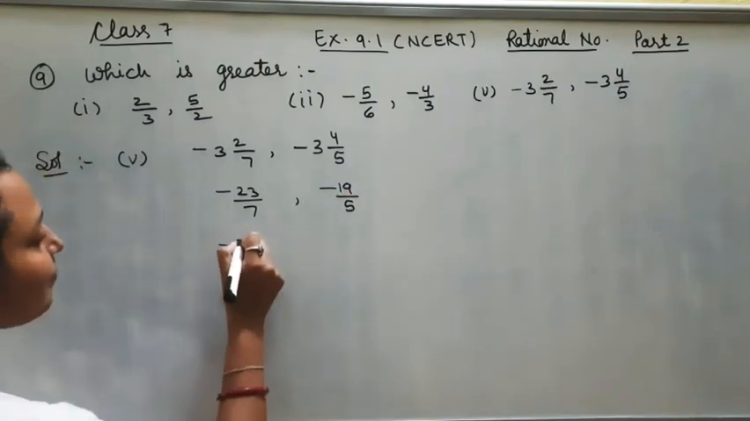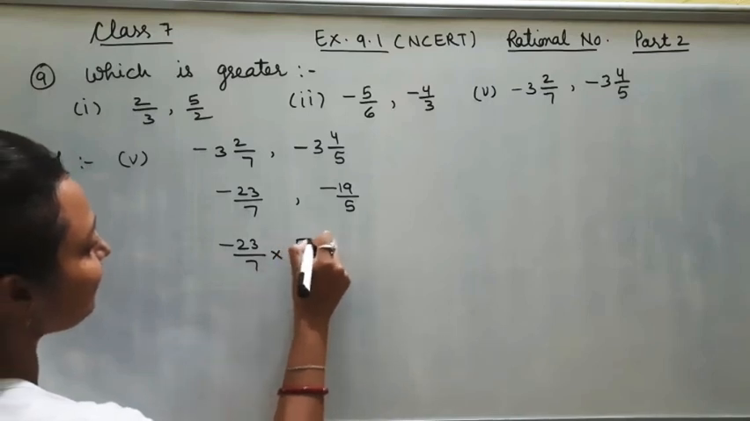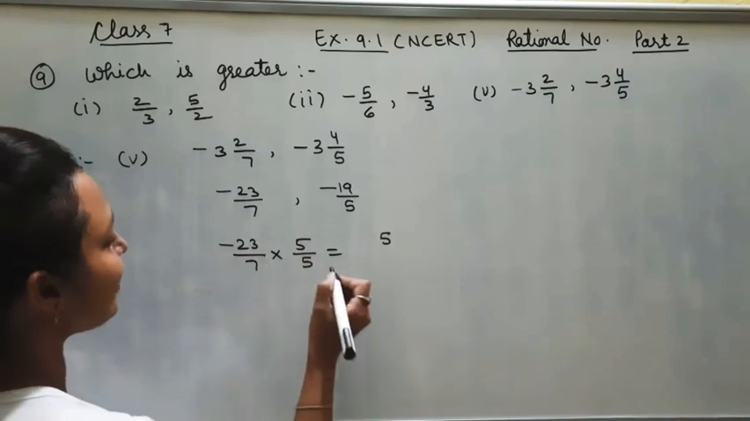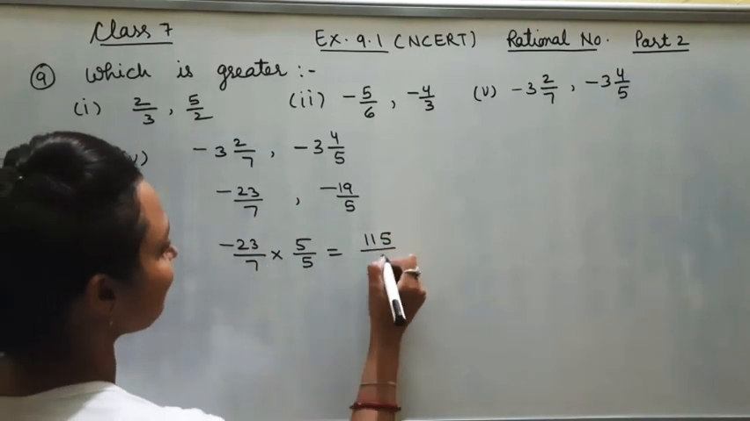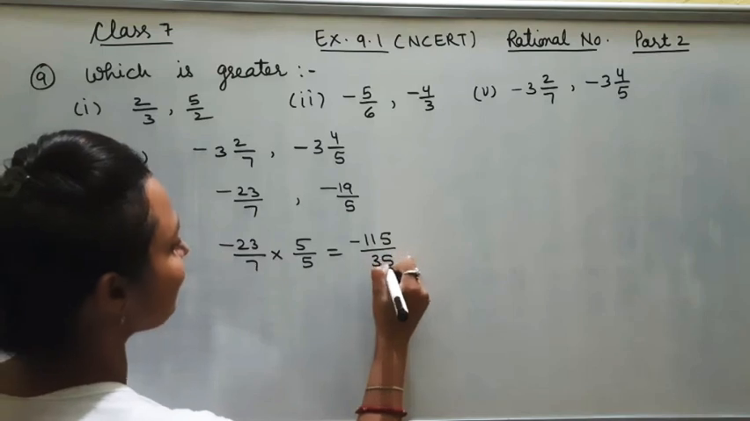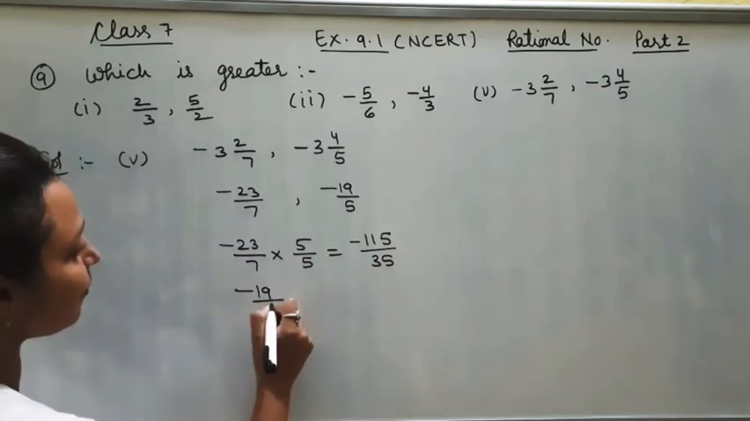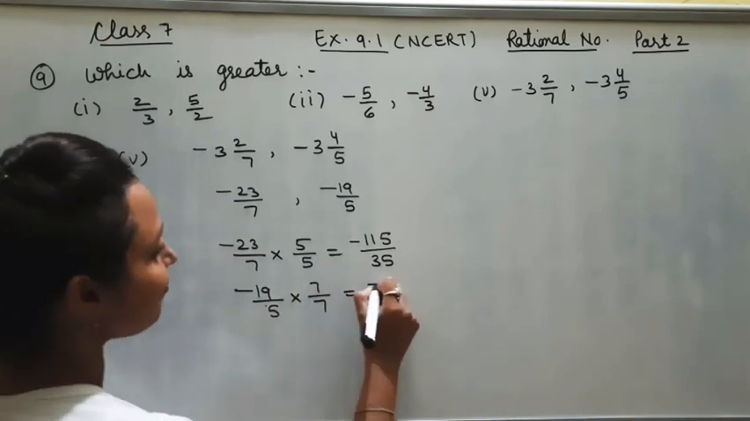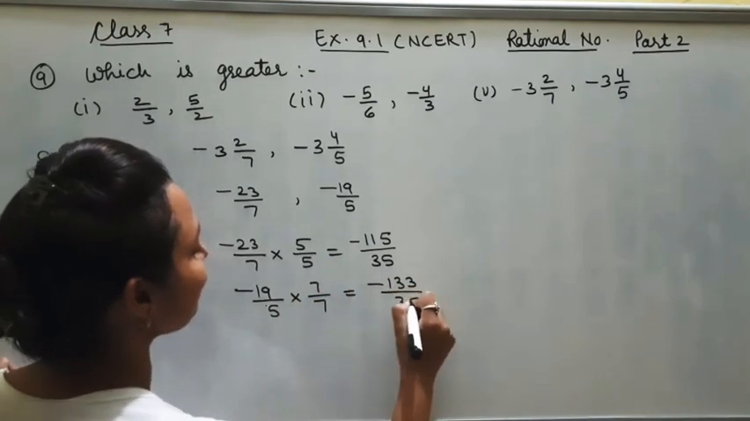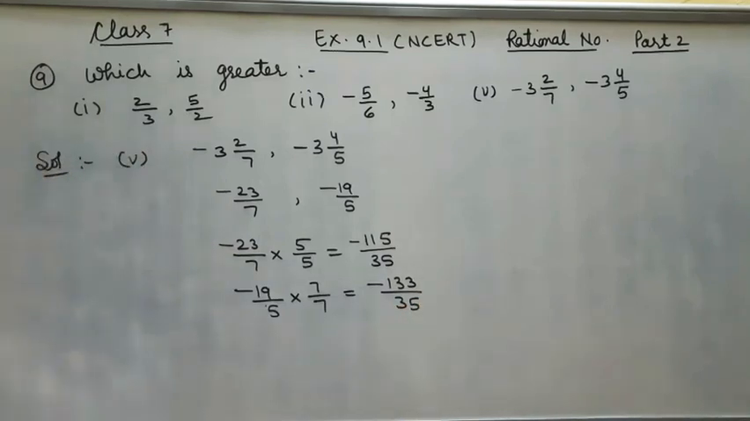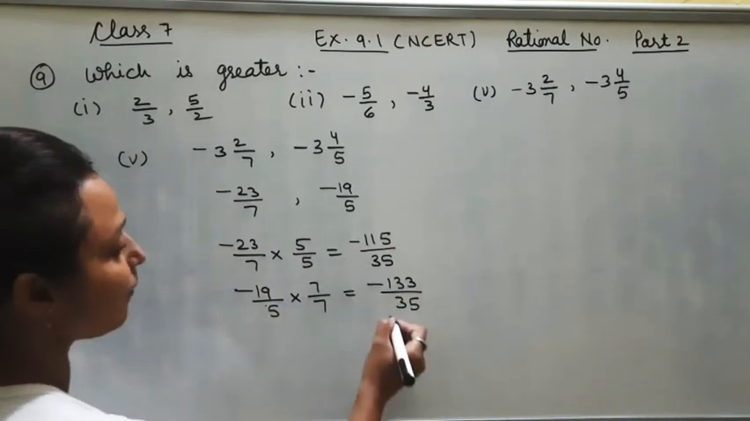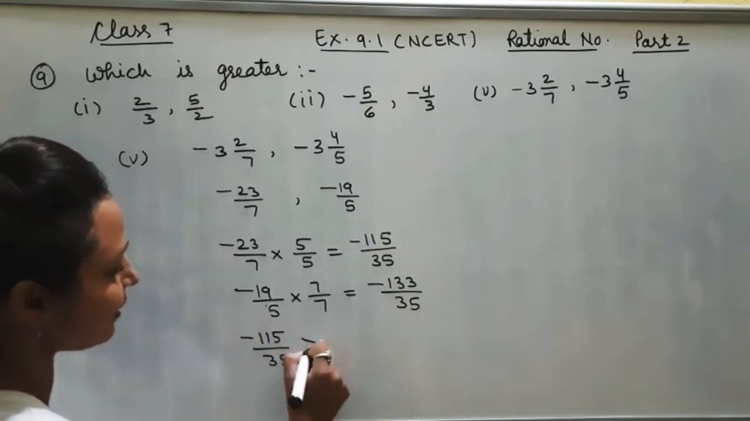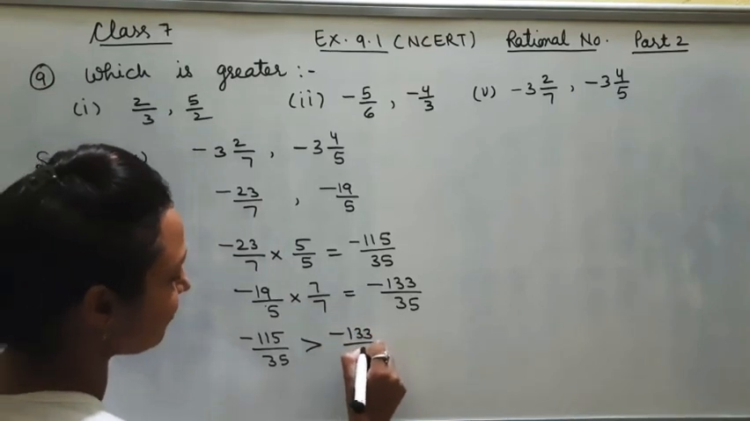And when you compare it, minus 23 by 7 into 5, and this is 5. 5 3s are 15, 5 2s are 10 and 1 is 11. So this is minus 115 upon 35. This, 19 upon 5 into 7 by 7, is minus 133 upon 35. Okay, so by comparing these two, minus 115 upon 35 is greater than minus 133 upon 35.